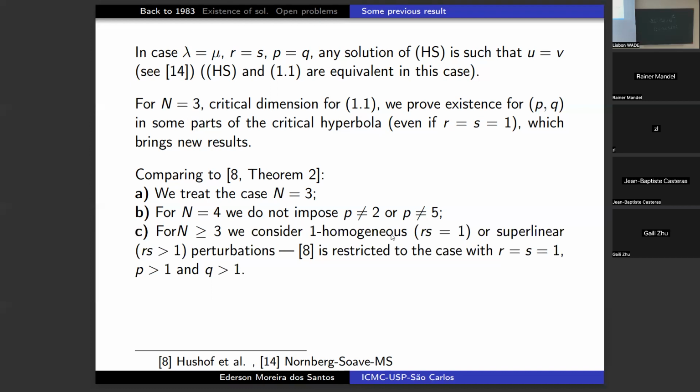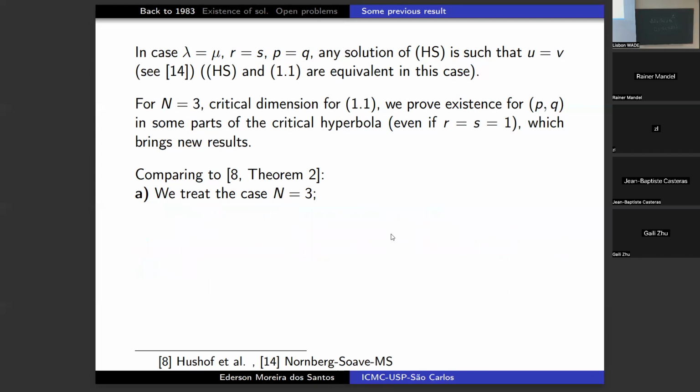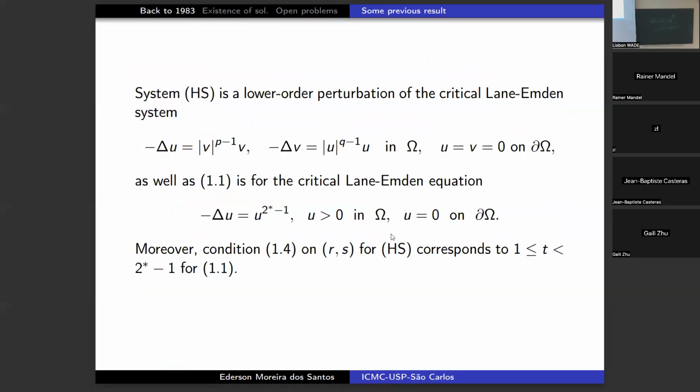In dimension 3, we have some restriction, but this is again linked, and this is what established the link with critical dimension. You see that r is smaller than p, and s smaller than q. So it's not any. But yeah, this is a good remark. But we perturb.